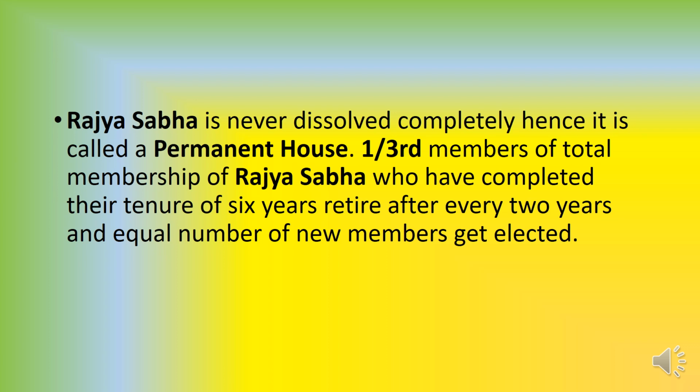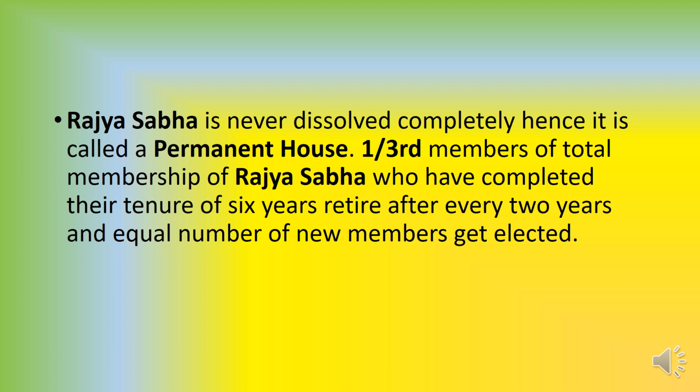Another specialty or peculiarity of Rajya Sabha is it never gets dissolved completely. And that is the reason why it is called a permanent house. Why is it called a permanent house? Because it is never dissolved. Now, why is it not dissolved?